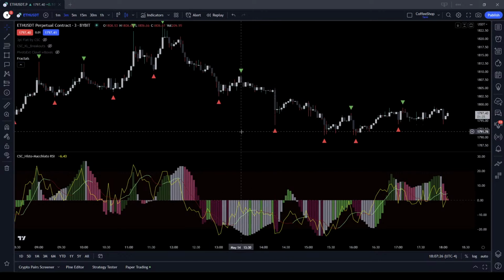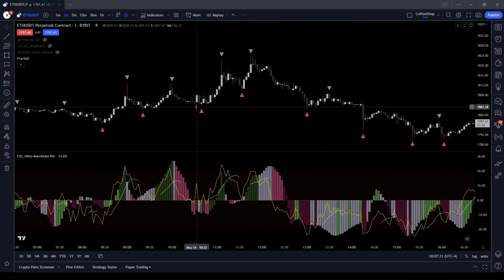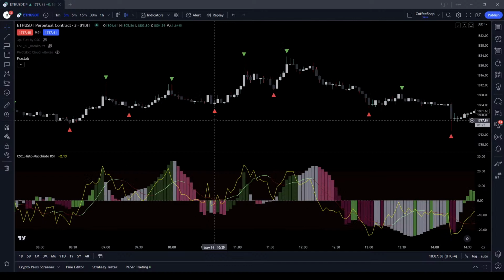Now, I don't want you to think that you can just enter when you see these fractals. There's really nothing different between this and the chandelier exit. I'm using a 9 period fractal. That means, okay, here's the low, it marked that. But to do a 9 period fractal, you have to look at 4, 4, and 1: 4 candles this way, 4 candles that way, and the one you're looking at. A fractal is a pivot. It's the same thing.